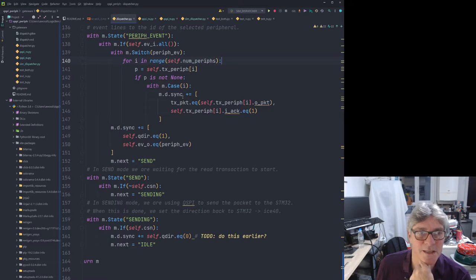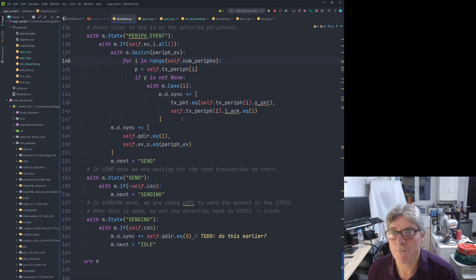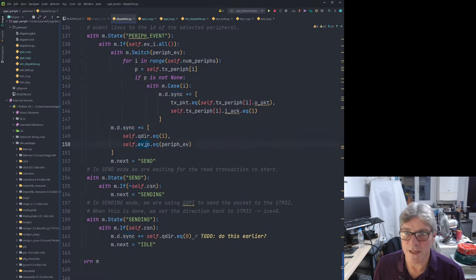And then synchronously, if it's this particular peripheral's case, i.e. the event corresponds to its ID, then the TX packet will be set from the TX peripheral ID part of the packet, the output packet that we've taken from the peripheral itself. And we are going to do a one cycle acknowledgement, basically to confirm that we're reading that data. Then there's another sync bit at the end.